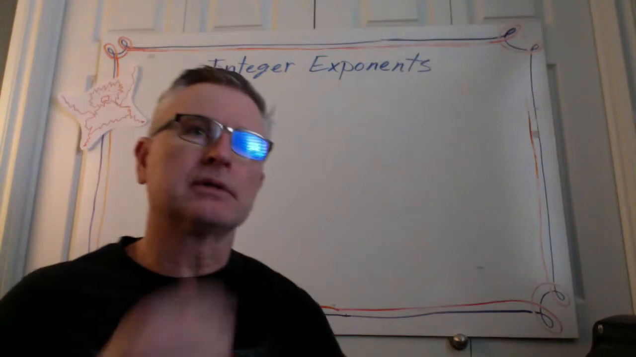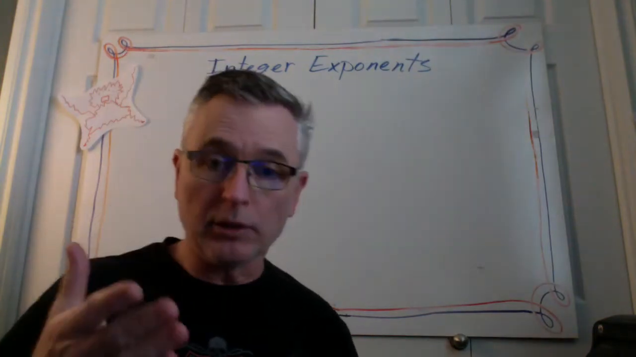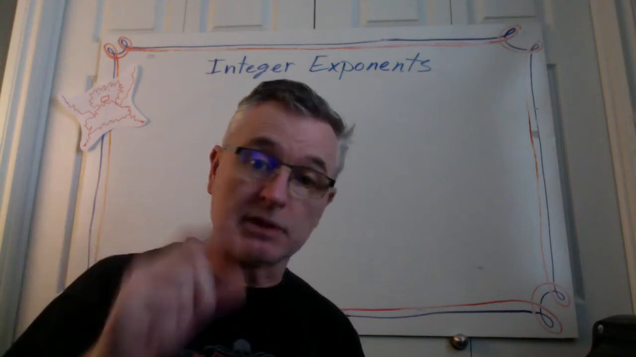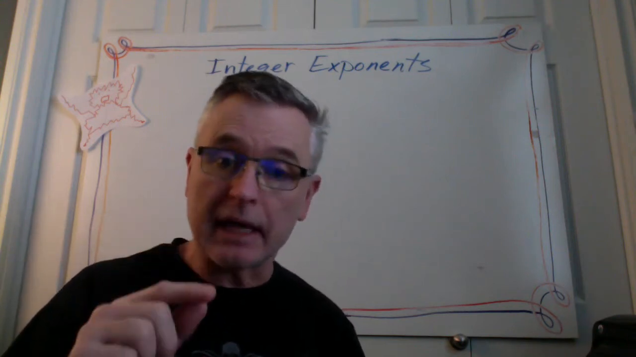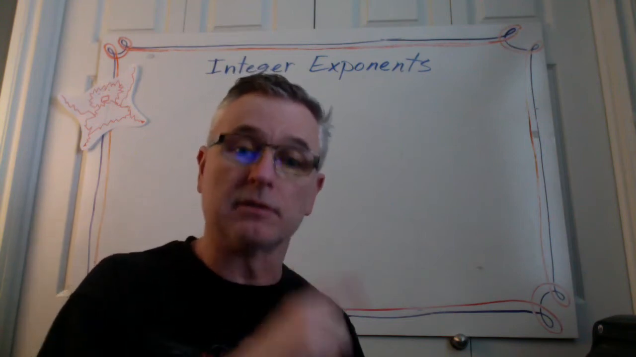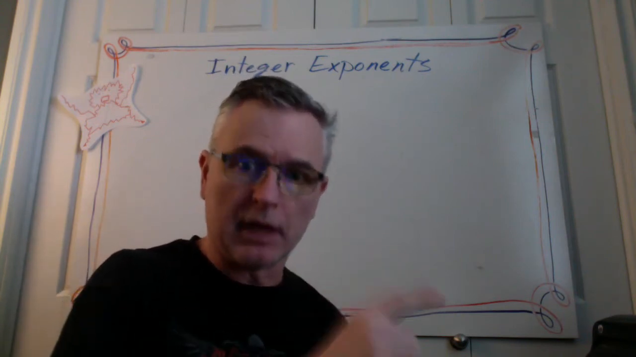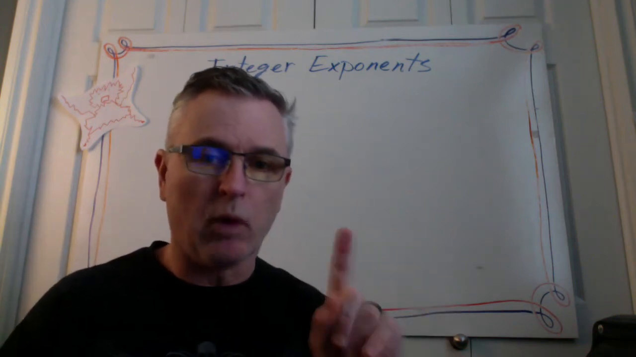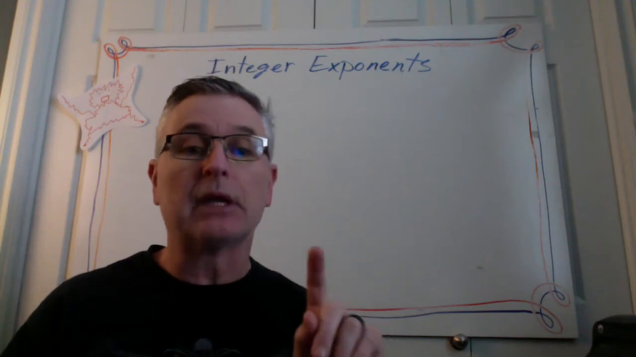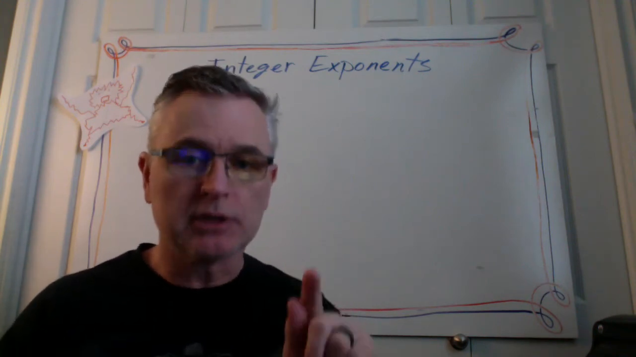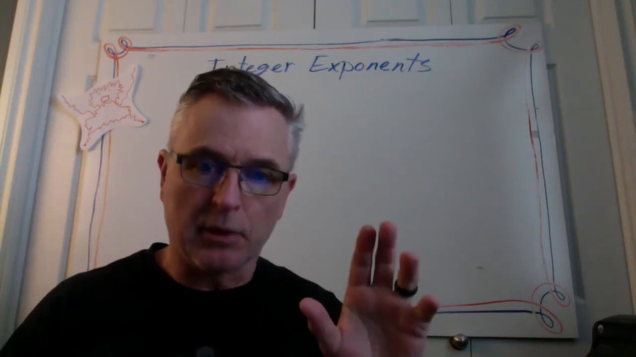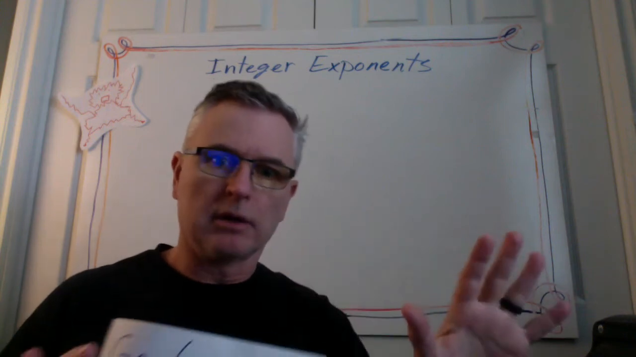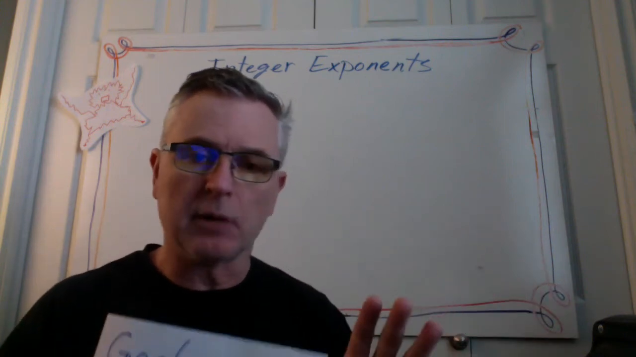So integer exponents, we're talking about the whole numbers, like 1, 2, 3, 4, 5, the counting numbers, and we're talking about zero, and we're also talking about negative integers, the opposites of the whole numbers. So -1, -2, -3, and that's going to be a real sticky point. So I'm going to make two videos. One about the rules, and a separate one that talks just about the negative integers as exponents, because a lot of people get confused on that.